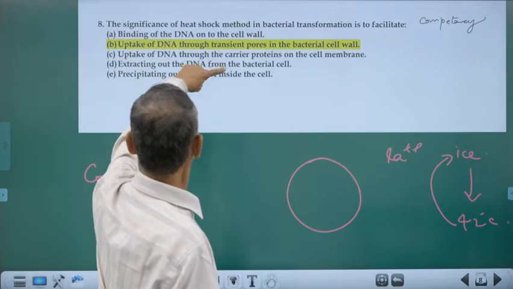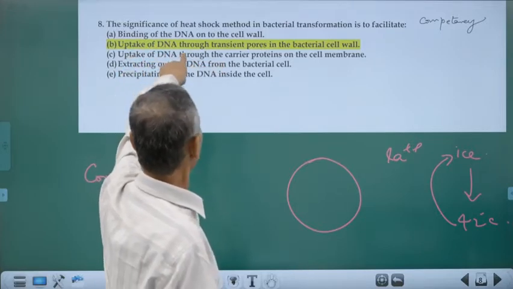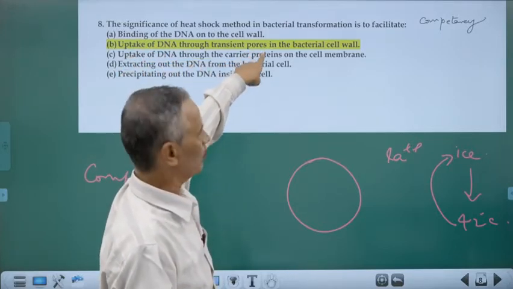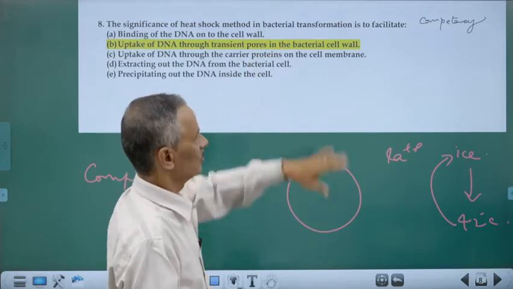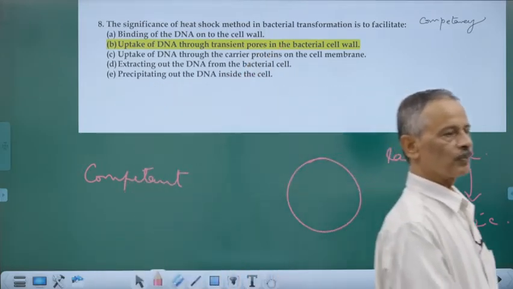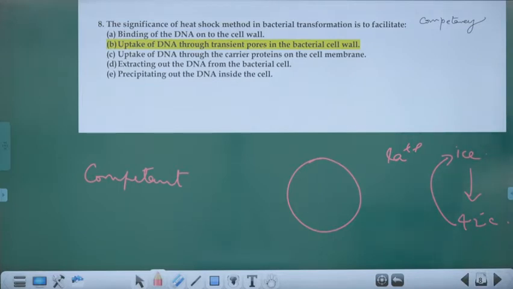Binding of DNA on the cell wall, no. Uptake of DNA through the transient means temporary pores in the bacterial cell wall. Through that, the DNA will be entering in. Okay, that technique is called making them competent.